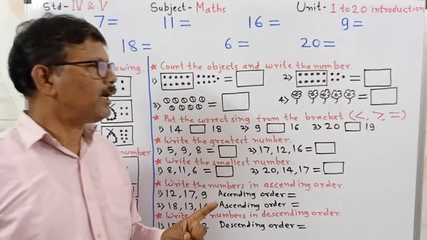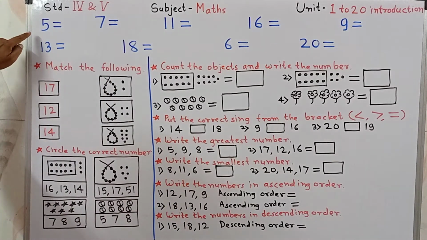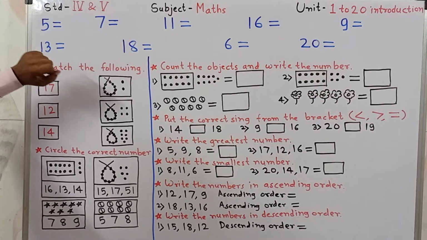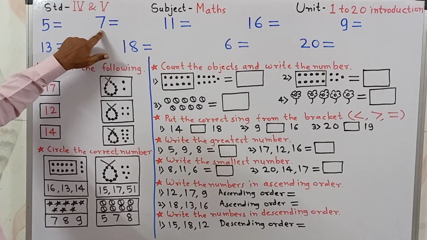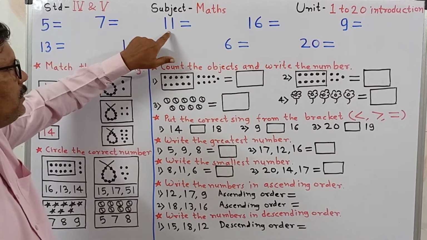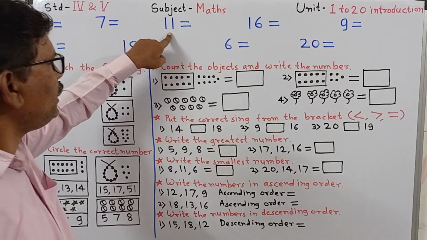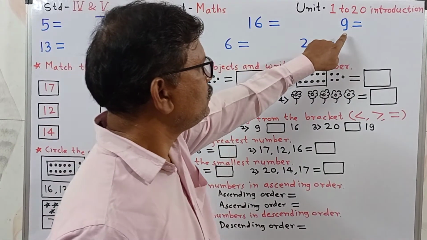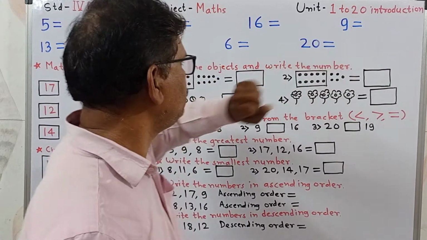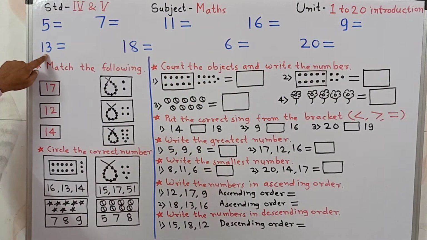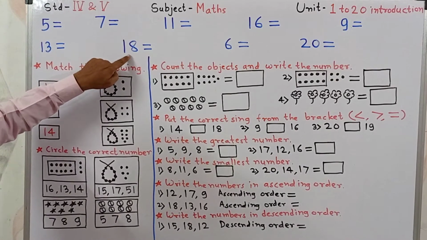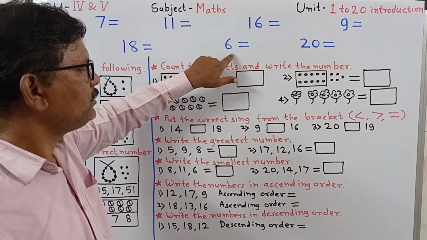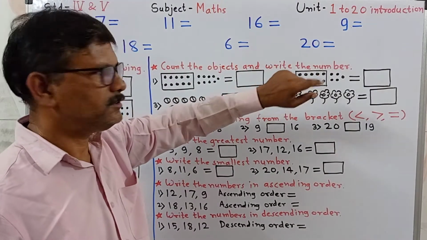Okay? Now listen carefully. See, the number is 5. This is 7. 11. This is 11. 16. This is 16. 9. This is 9. 13. 18. 6. 20.